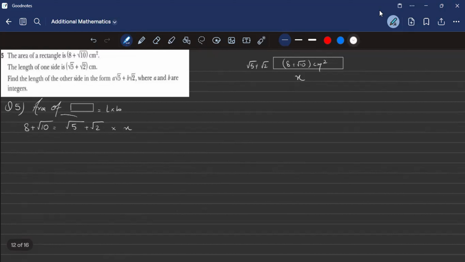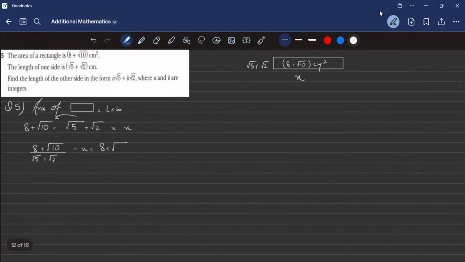Now what we do is take this on the other side. So 8 plus under root 10 divided by under root 5 plus under root 2 is equal to x. Now we have discussed throughout this lecture the importance of rationalizing the denominator, because there should be no surd value in the denominator. So we are going to rationalize this.